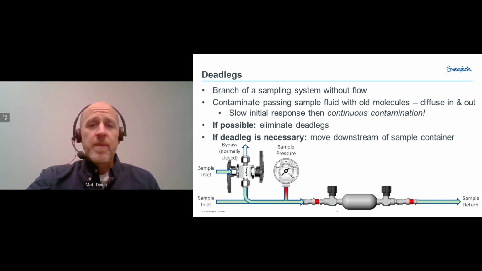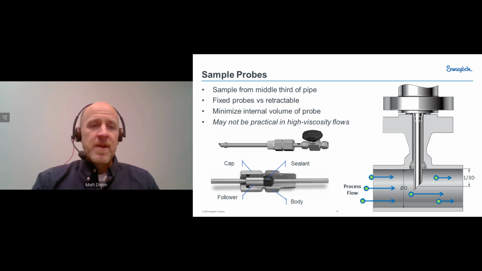Another thing that we worry about is, again, the representativeness of the sample. And one way to help with that is to use probes. Now, probes can be challenging, especially with a viscous liquid. But generally, the idea with a probe is that you want to sample from the middle third of the pipeline. And the idea is that that's going to be where you have the most flow. That's where you're going to have the most representative sample that you can extract from that.